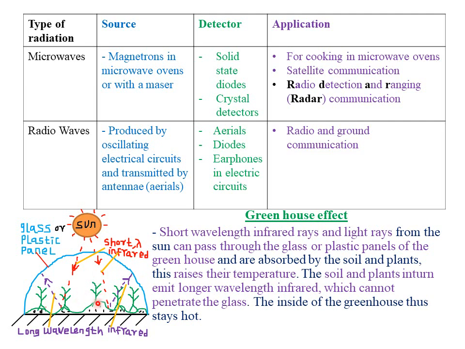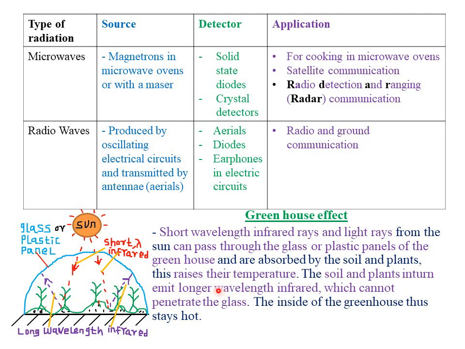Once they pass through and reach the plants, the plants absorb those short wavelength infrared radiations. When the plants absorb them, they heat up, converting them from short wavelength to a longer wavelength. So the short wavelength infrared radiations and light rays from the sun pass through the glass or plastic panel and are absorbed by the soil and plants. This raises their temperature. Hence, the soil and the plants in turn emit longer wavelength radiation.